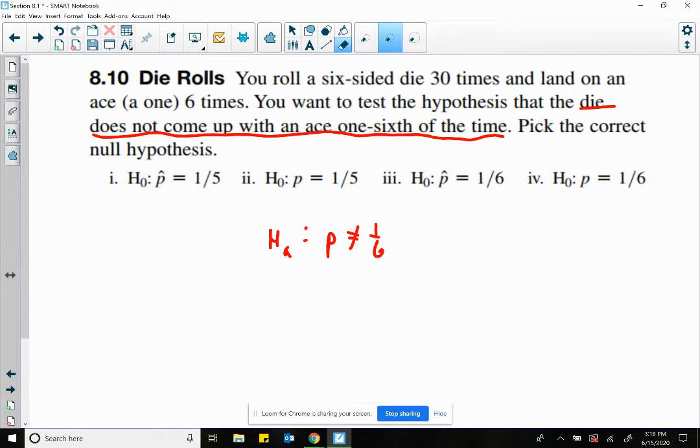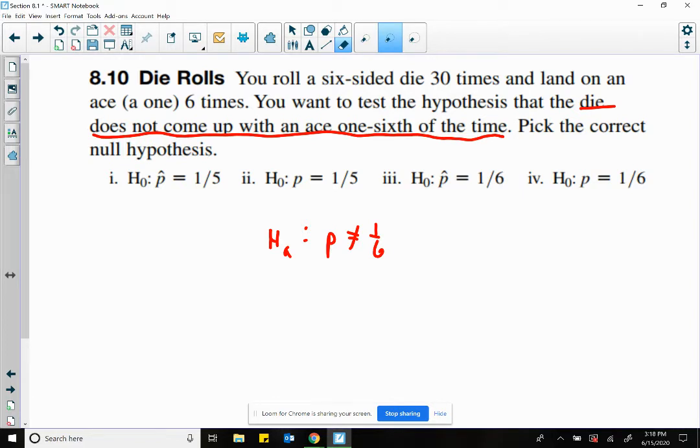See right there, you can see how it doesn't say it's either increasing or decreasing. It just says it is not this number. And usually that's how you'll recognize it, a does not equal. When it says it does not happen, that means does not equal. That's a two-sided tail. Okay? So which one of these match this?